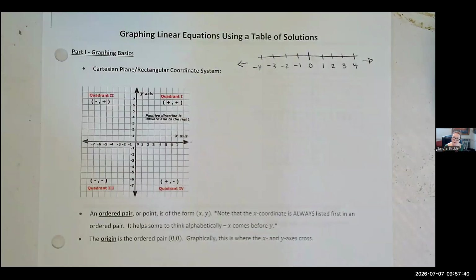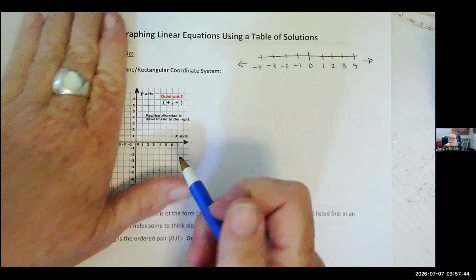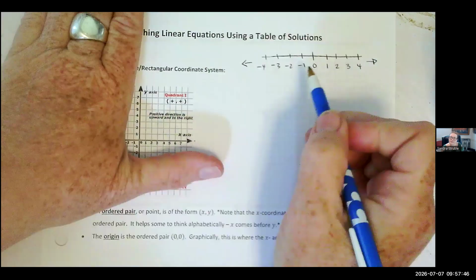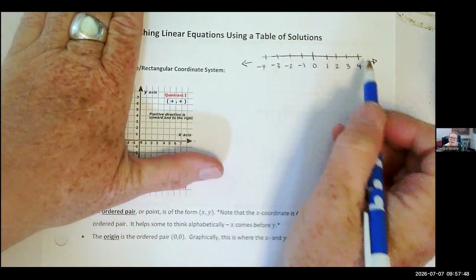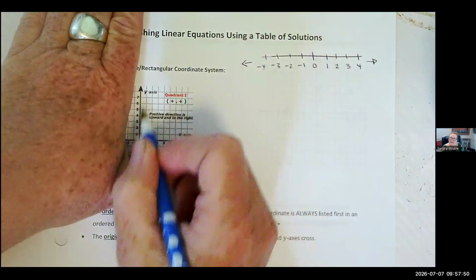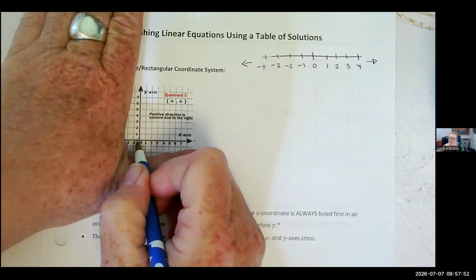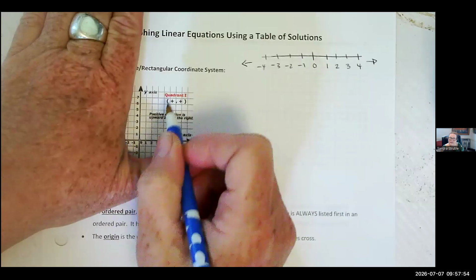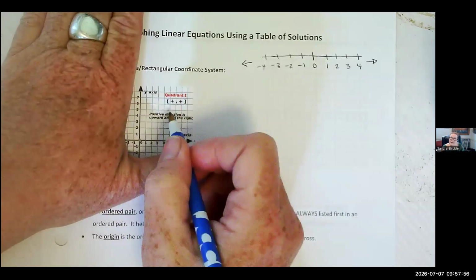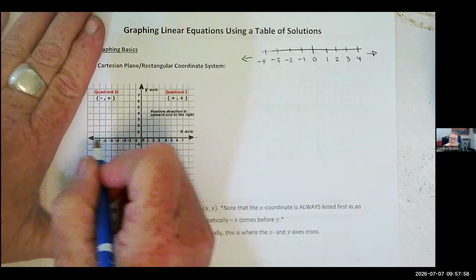Now, one of the things you need to understand is, as I just said, from 0, if you're going to the right, it's positive. If you're going up, it's positive. So anything to the right and up is going to be positive. If you're going to the left, it's negative. And if you're going down, it's negative.